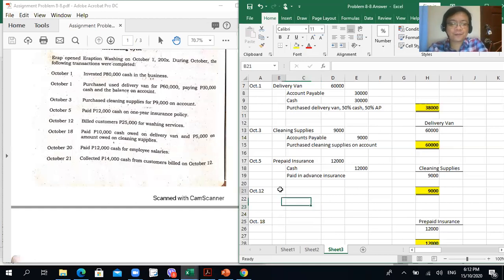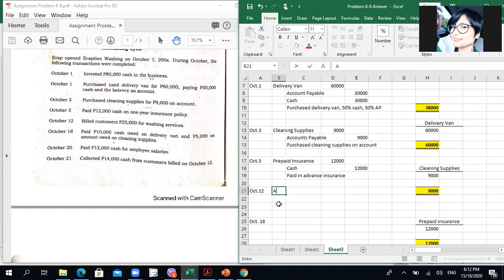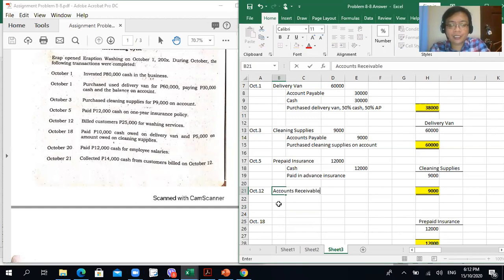Anyone? Accounts receivable. Very good. It is now accounts receivable. Don't get confused, because some people get confused between accounts receivable and accounts payable. Accounts receivable is basically part of your asset: the customer owes you. Accounts payable is what you owe to suppliers. Don't get confused, because that was my issue last Tuesday.